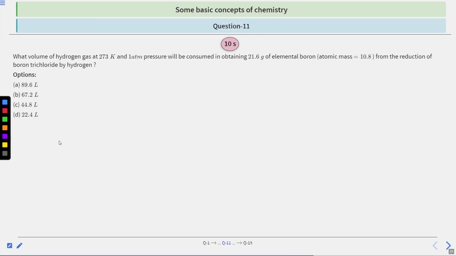Moving on to our next question, question number 11. What volume of hydrogen gas at 273 Kelvin and 1 atmosphere pressure will be consumed in obtaining 21.6 gram of elemental boron from the reduction of boron trichloride by hydrogen? The atomic mass of boron is given as 10.8. So the options are 89.6 liter, 67.2 liter, 44.8 liter and 22.4 liter. You have 10 seconds to solve this question by yourself. After that, we will see the answer.